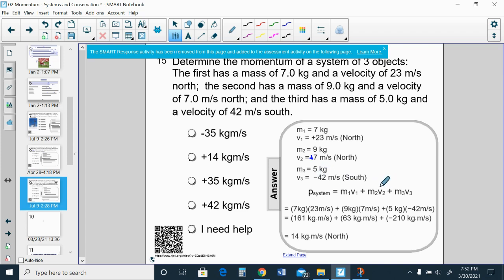Now remember, our equation is the net momentum of all three objects. So once you put that all together, you have to find the momentum of each individual object and then add it together. You should end up with 14 kilogram meters per second north. Letter B.